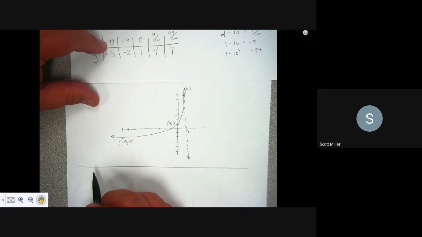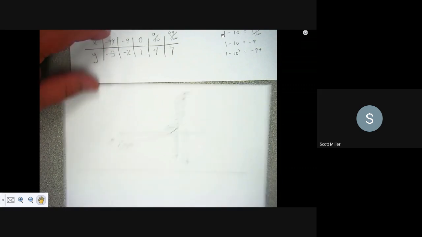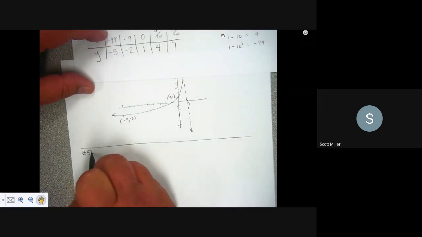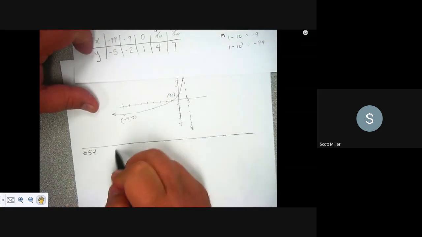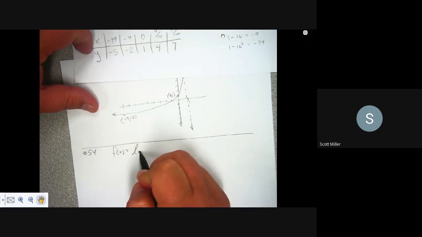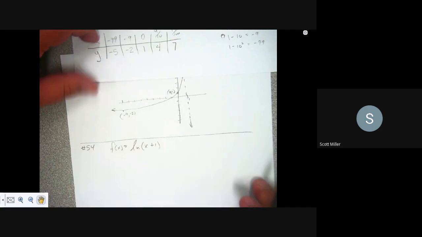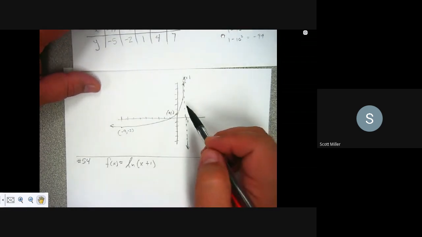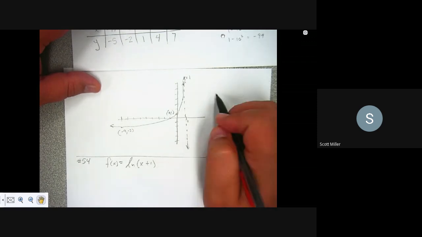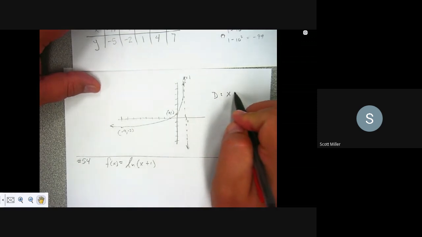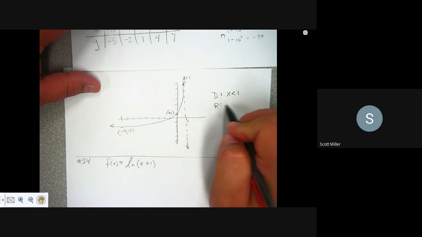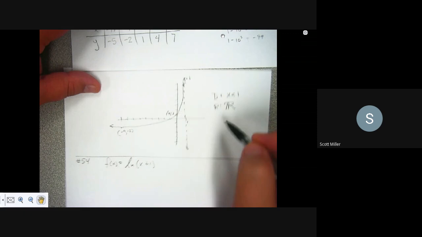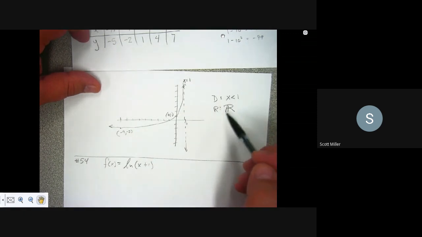There was one more graph you guys wanted to look at. Look at number 54. F of x equals the natural log of x plus 1. If they ask you to talk about the domain and all that kind of stuff, you can see clearly here that the range is going to be all real numbers, and your domain is all the x's less than 1, and your range would be all the real numbers. So in log graphs, you have a restricted domain, and the range will always be all real numbers.